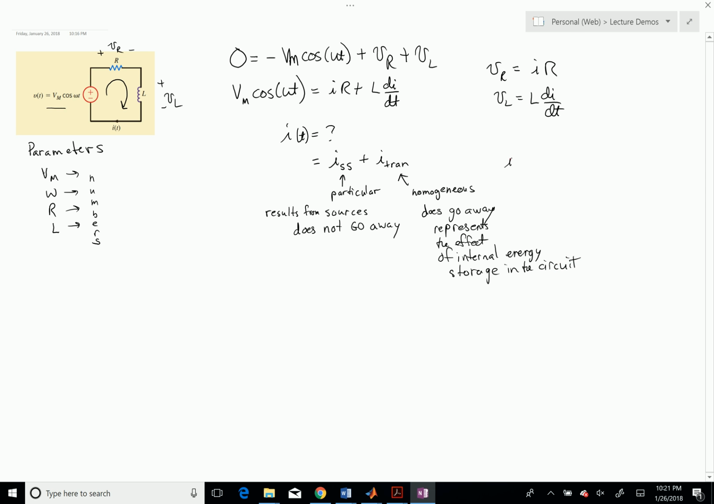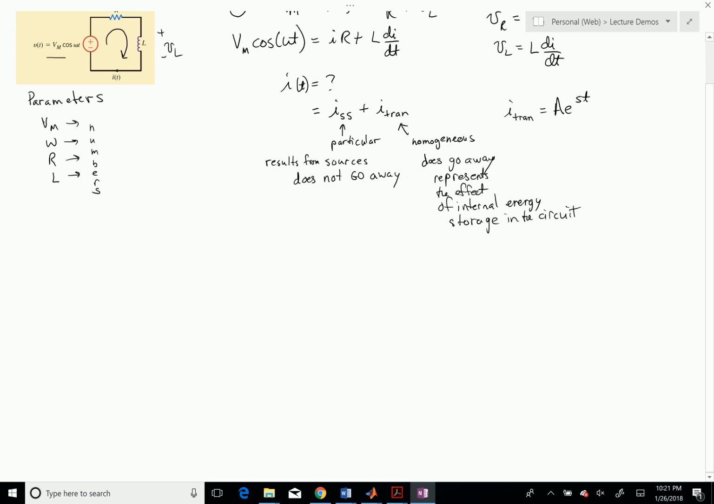This part, essentially, we know should have the form A e to the st. We plug that into the homogeneous differential equation and we figure out what s is. We're going to skip that. We know this eventually goes to 0 as t goes to infinity. We are much more interested now in sinusoidal steady state, in other words, what happens after the transient goes away. So in this particular case, we guess a steady state solution of this form: omega t plus phi.